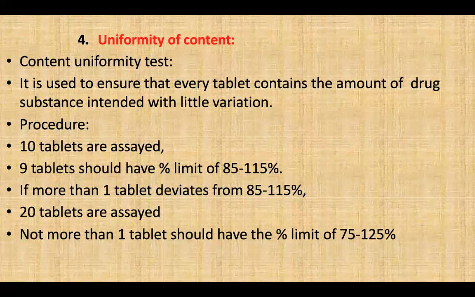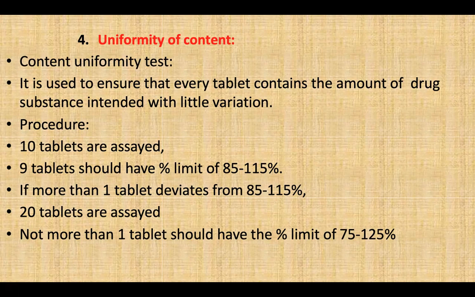If more than one tablet deviates from 85 to 115%, again 20 tablets are assayed. Not more than one tablet should have a percentage limit of 75 to 125. So further they have relaxed it, giving 25% relaxation. If one tablet has a weight of 75, it is allowed, or if it is 125, it is allowed.